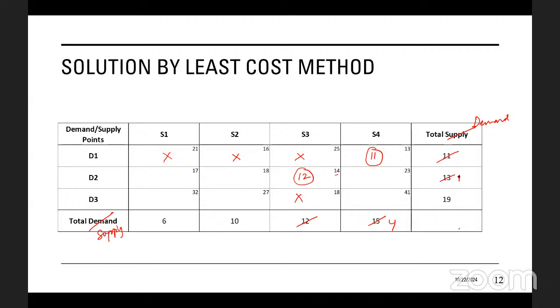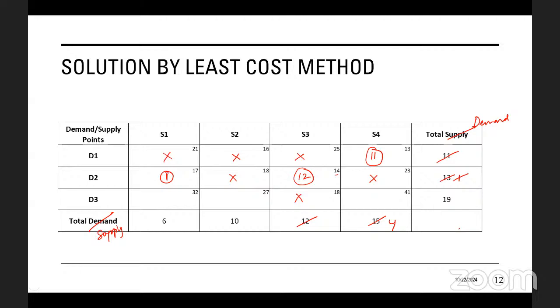So 1. And next we'll look for the next least cost cell, which is most probably 17. In 17 we can make a maximum allocation of 1 based upon the demand constraint. So we can strike this 1 out and we can strike these cells out.